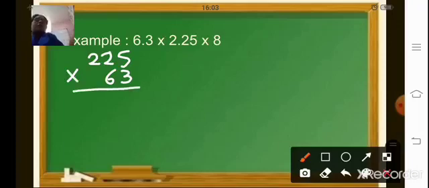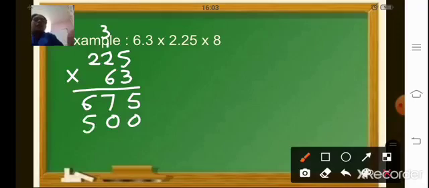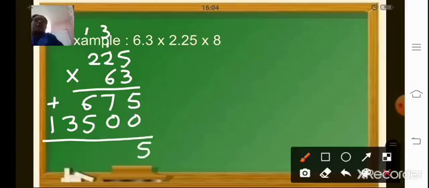Yes, so when you multiply, 3 5s are 15, 1 carry over here, 3 2s are 6 plus 1 is 7, and 3 2s are 6. We place 0 at the ones place. 6 5s are 30, 3 carry over here, 6 2s are 12 plus 3 is 15, 1 carry over here, 6 2s are 12 plus 1 is 13. Now add it. 5 7 1 4.